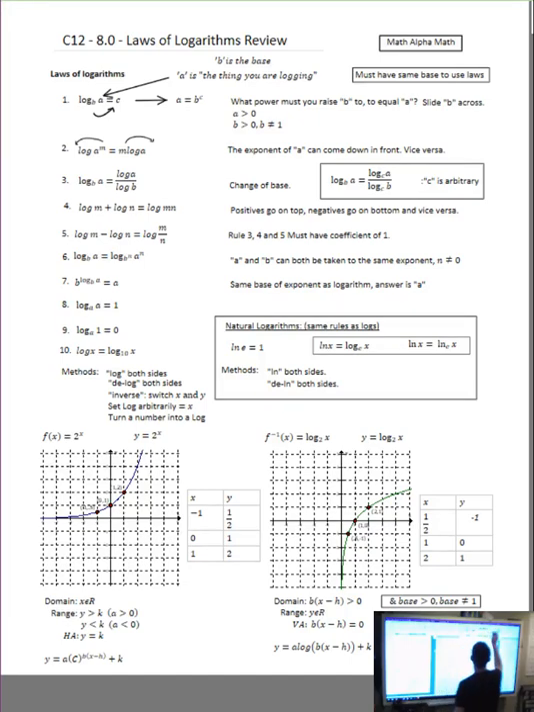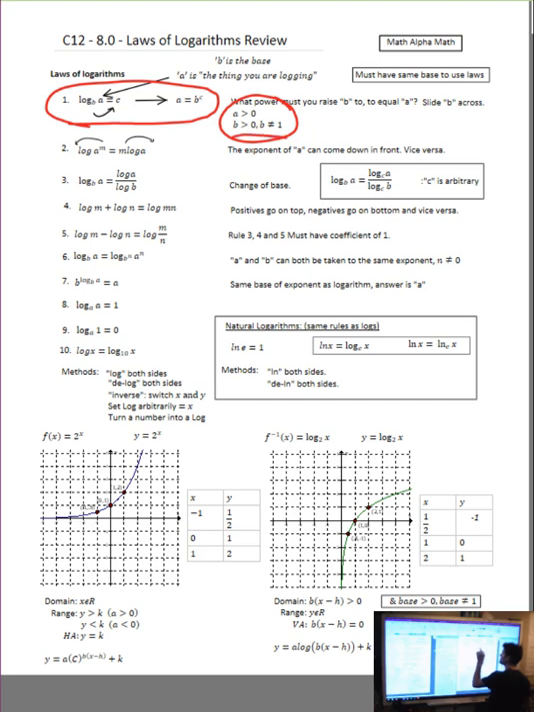Okay, so let's take a look at the laws of logarithms review sheet, all of the rules that we've been working through on the notes, all in one location. So we have to make sure that we can change from log form to exponential form. We have to remember our restrictions. A needs to be greater than 0, B also needs to be greater than 0, and can't be 1.